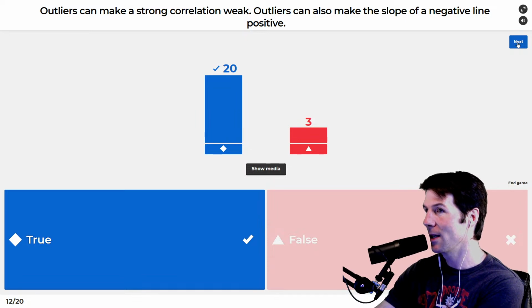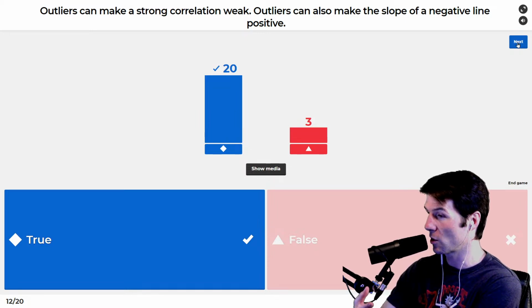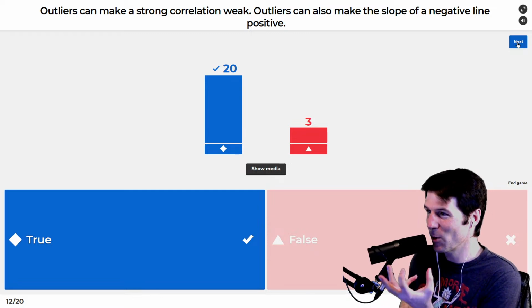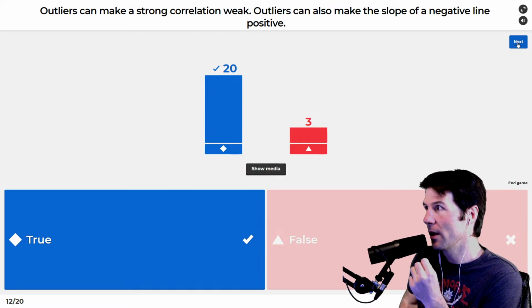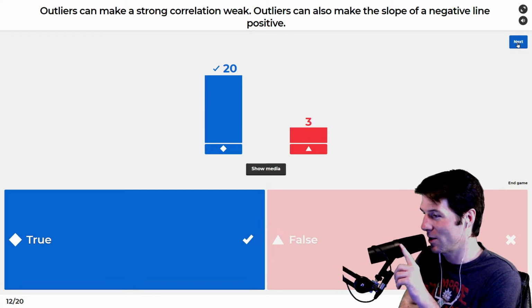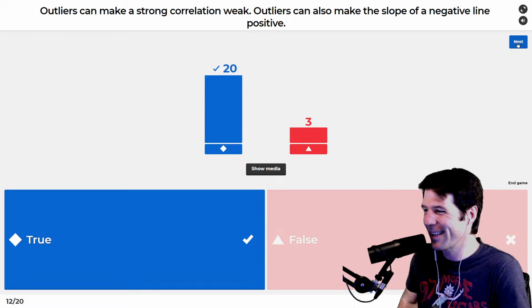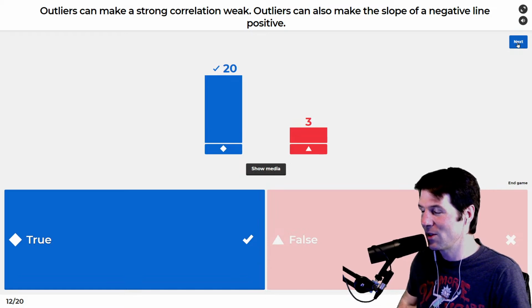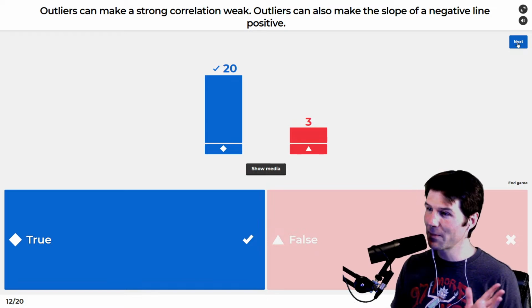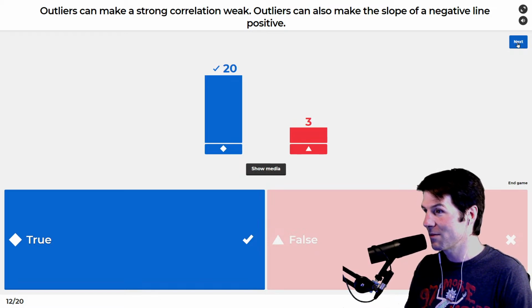But outliers can make correlation weak. They can make it strong. So outliers make correlation weak, make correlation strong, make correlation positive, make correlation negative. Outliers can dramatically impact correlation. Exactly. Outliers can do a lot. But maybe there's something they can't do. Just saying.